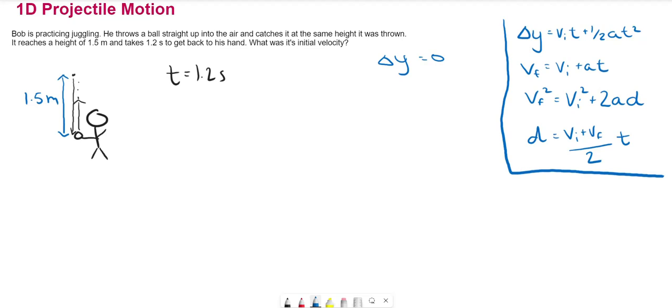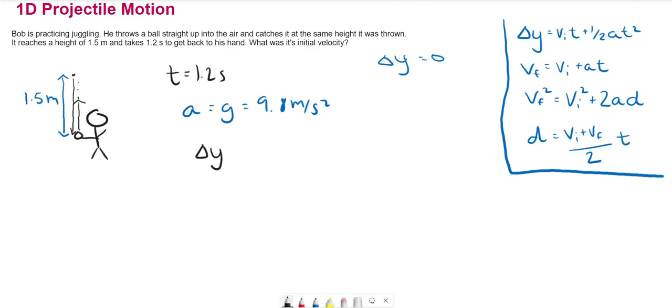So how can we find the initial velocity? We know the time, we know the distance it traveled, and because this is a free fall problem, a projectile motion problem, we know our acceleration is going to be g, which is 9.8 meters per second squared. Just looking at our first equation, we have delta y, we have v initial in the equation, we have the time and the acceleration. So we can use this one because we don't know what the final velocity is. So let's go ahead and use this, and we'll solve for the initial velocity.